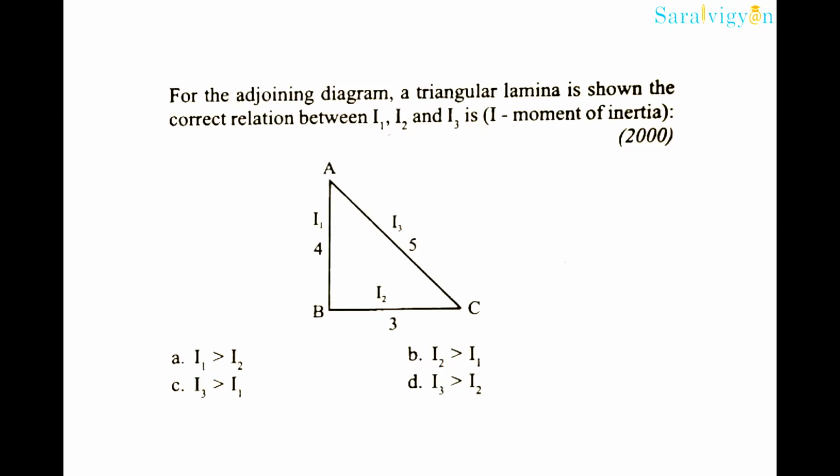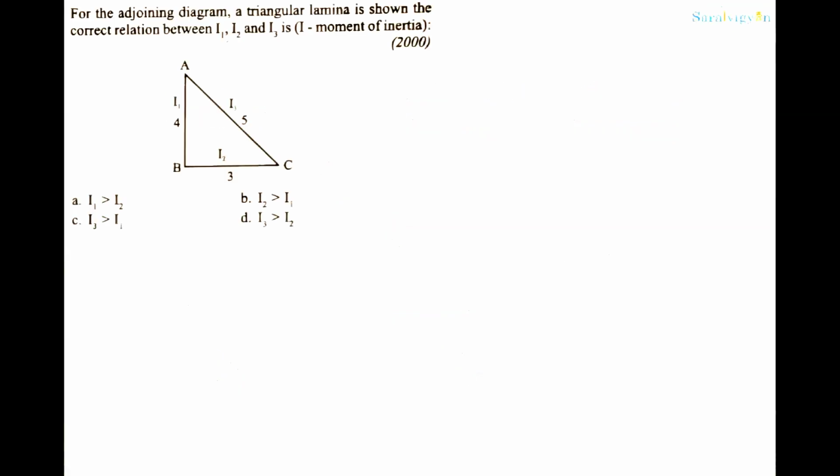For the adjoining diagram, a triangular lamina is shown. The correct relation between I1, I2 and I3, the moment of inertia, is: A, I1 greater than I2; B, I2 greater than I1; C, I3 greater than I1; and D, I3 greater than I2. Here the diagram is given and the lengths of the sides are also given.